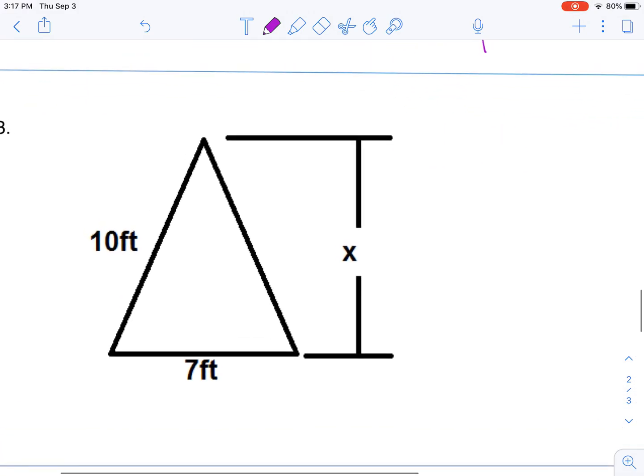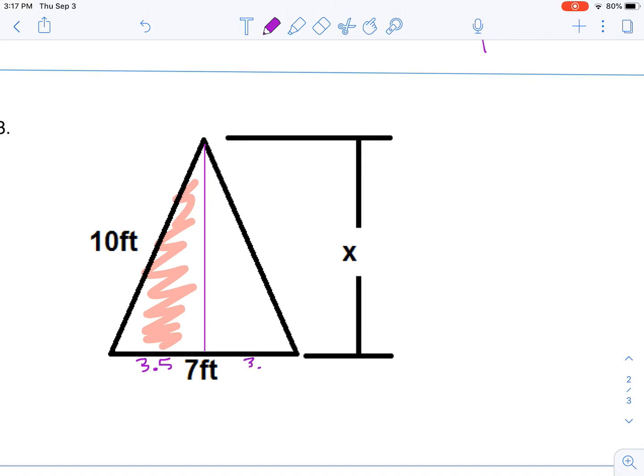Here's a different kind of triangle. And what we might have to do here is draw a line straight down through the middle of our triangle and just look at one half of it. What that does to the base of 7 feet is it splits it into two pieces. So this would be 3.5 on the left-hand side and 3.5 on the right-hand side, but we're just going to look at one side of it for now. So we put our formula down here.